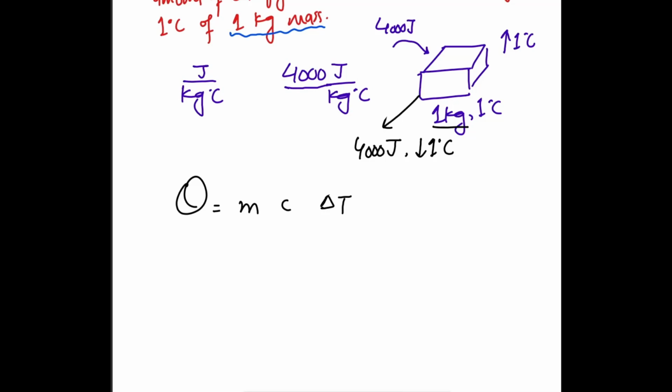Just a moment. Okay. All right. So Q would be the amount of energy, M would be the amount of mass, right? And C would be the unit of specific heat capacity.